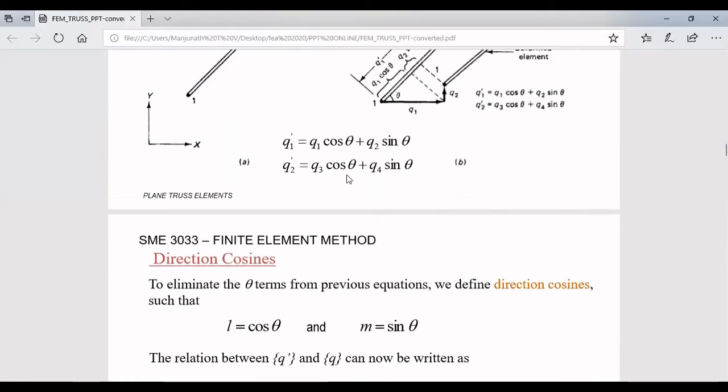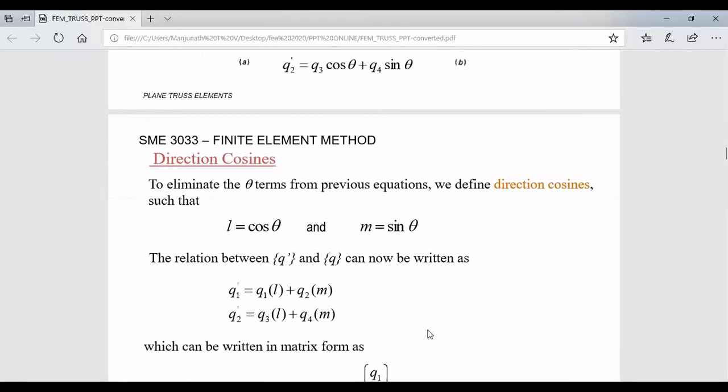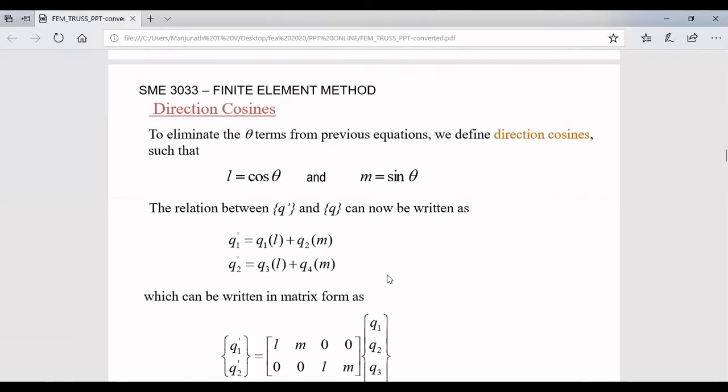We are going to replace this theta, so to avoid theta we use the direction cosines. In place of cos theta we use L, and in place of sin theta we use M, so L is equal to cos theta and M is equal to sin theta. The relation between the local and global coordinate systems for the nodal displacement is now q1 dash equal to q1 L plus q2 M. Similarly, at node number 2, q2 dash is equal to q3 L plus q4 M.